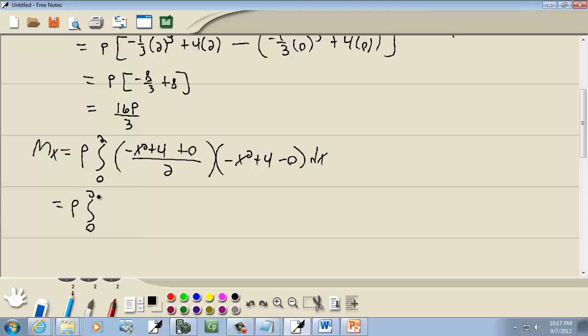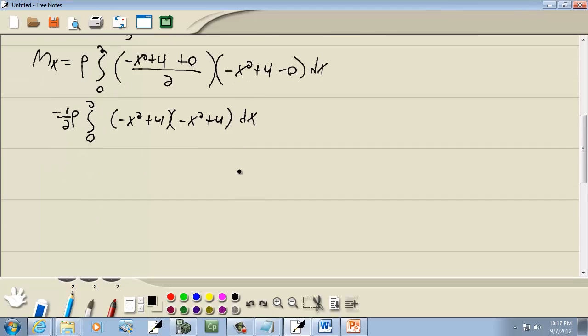Okay, 0 to 2. The 1/2 I guess we can bring out in front, so it gives us 1/2 rho. And then here we have negative x squared plus 4 times negative x squared plus 4 dx. So we have 1/2 rho. Multiply those together, and I got x to the 4th minus 8x squared plus 16 dx.